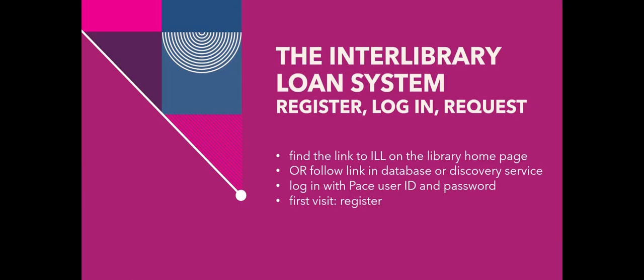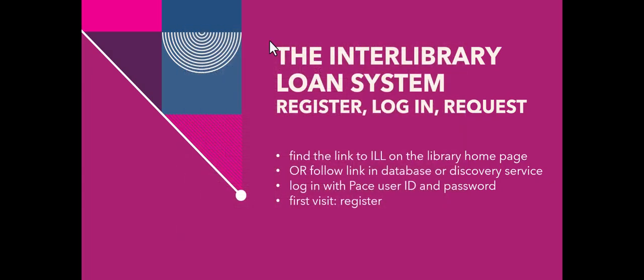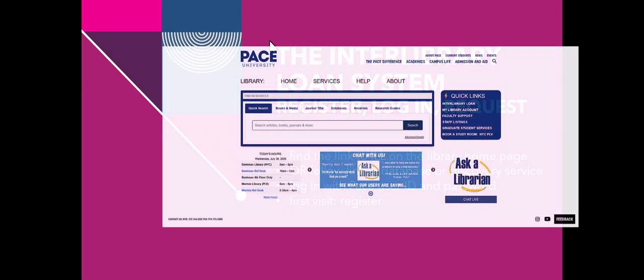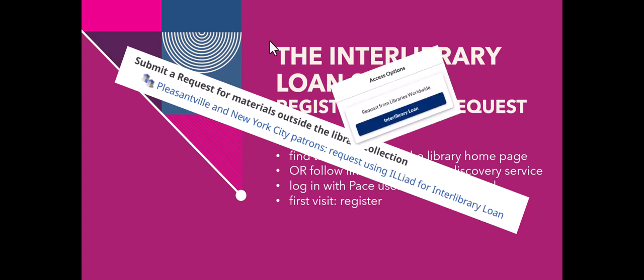You're going to log in with your PACE user ID and password, the same user ID and password that you use for Wi-Fi or getting into classes. The first time you get there, you'll be asked to fill out a brief registration form. That's so we know where to send the items once we get them. To find and use the ILL system, you can find the quick link on the home page of the library, or you can follow links that you will find in the databases and in the catalog.